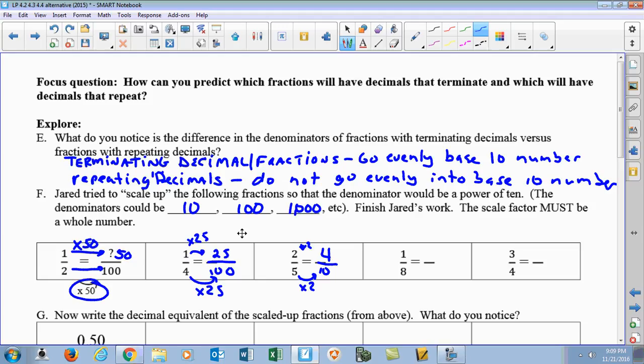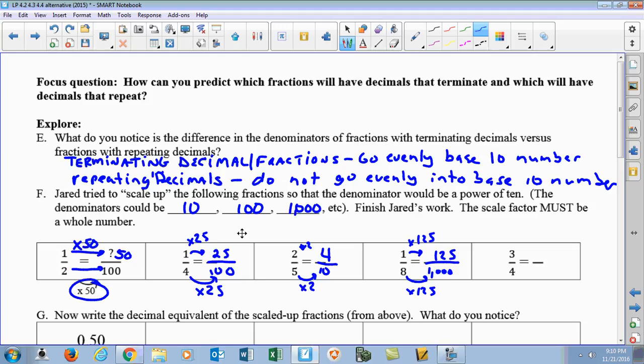Now, if you tried 1/8, you had to do a little bit of work, right? 8 doesn't go into 10 evenly. 8 didn't even go into 100 evenly. 8 went into, that's right, 1,000 evenly. And it goes into 1,000 125 times. So you have to multiply the top by 125, which gives you 125 over 1,000 as the equivalent fraction scaled up.